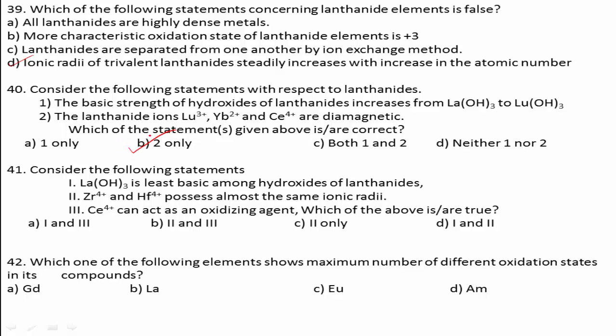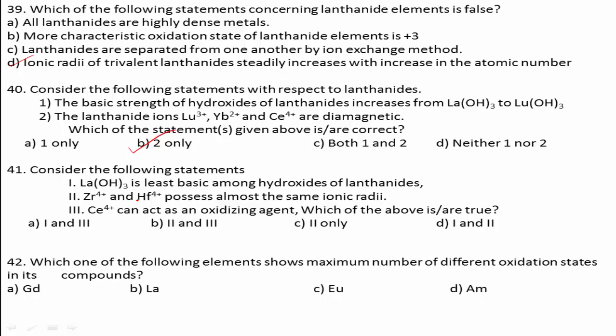Next, question number 41. Consider the following statements. 1: Lanthanum hydroxide is least basic among hydroxides of lanthanides. 2: Zr4+ and Hf4+ possess almost the same ionic radii. 3: Cerium Ce4+ can act as an oxidizing agent. Which of the above is true? Options given: A, 1 and 3. B, 2 and 3. C, 2 only, and D, 1 and 2 are true.